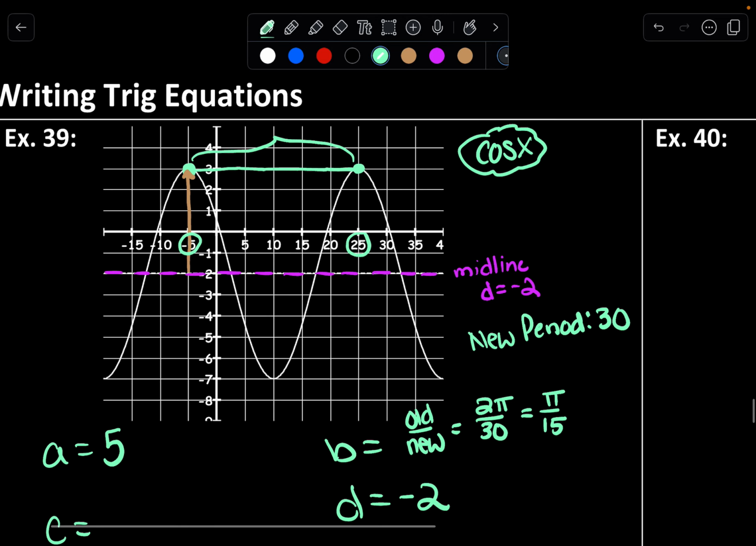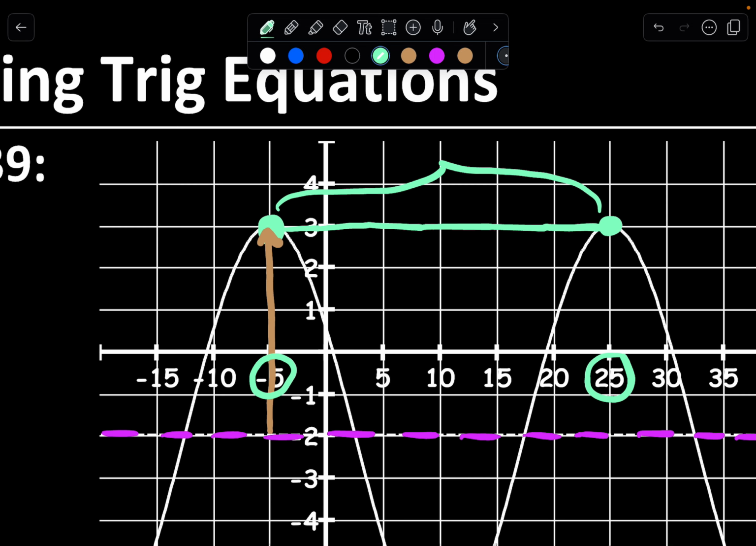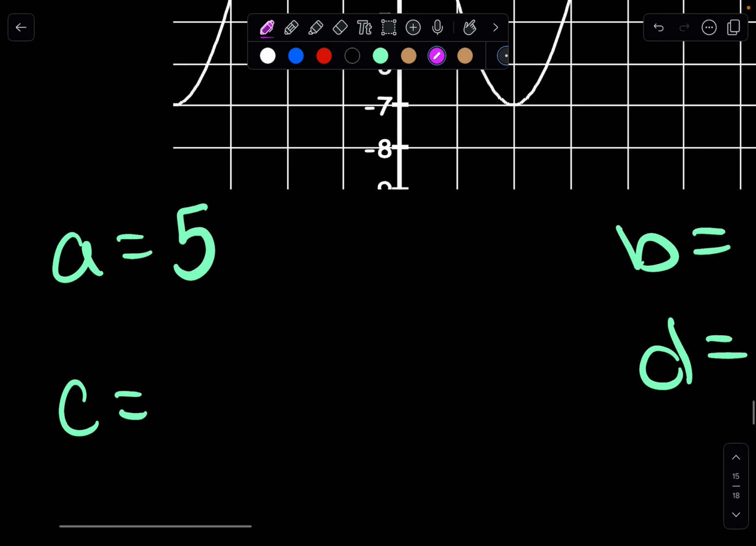Now for c, I'm going to use that same maximum again, because I need to see how far this max shifted off of the y-axis. Because if we think about our parent function cosine, the parent function for cosine, which means there are no transformations applied, it has a maximum on the y-axis, right? So I want to see, okay, how far did we shift this maximum from the parent function? And I can see that it is shifted to the left by 5 units, so it's at -5, which means my c value is going to be -5.